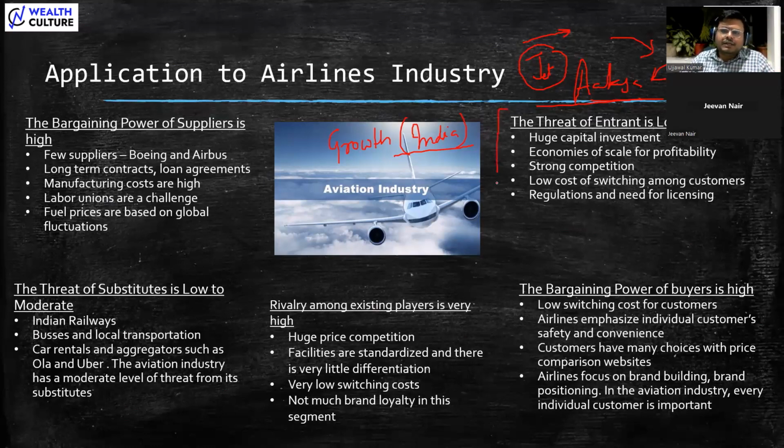Right? But ultimately, if you look at the airline industry, the threat of new entrants is ideally very low. I mean, it's very difficult to get into these businesses because first of all, huge capital investment, right? You have to buy aeroplanes, and each aeroplane is almost like 200 million. So there are lease contracts, long-term lease contracts. It's very difficult to get out of this business, and there are economies of scale required to be profitable. There is very strong competition, as you know.